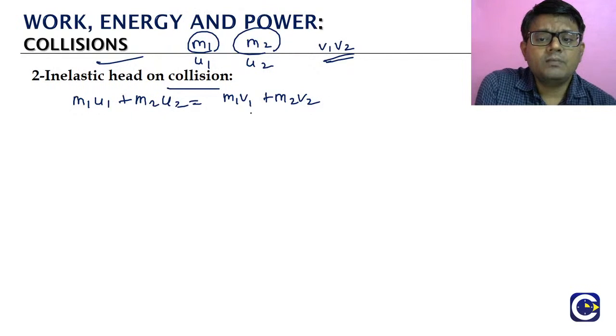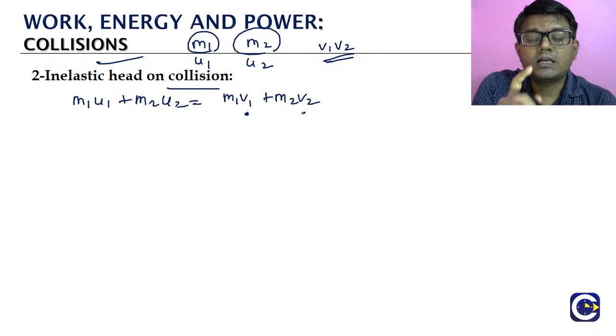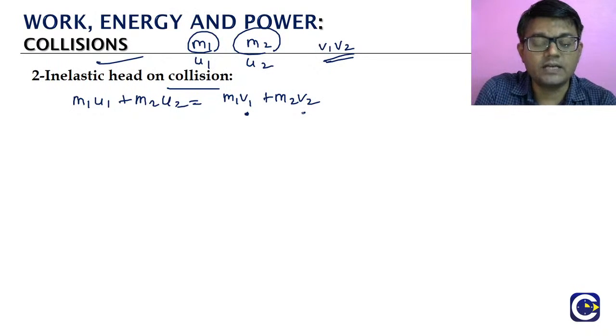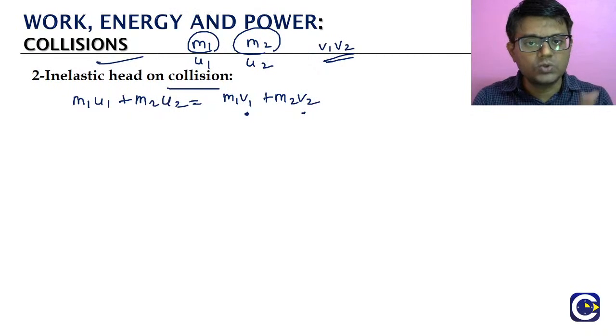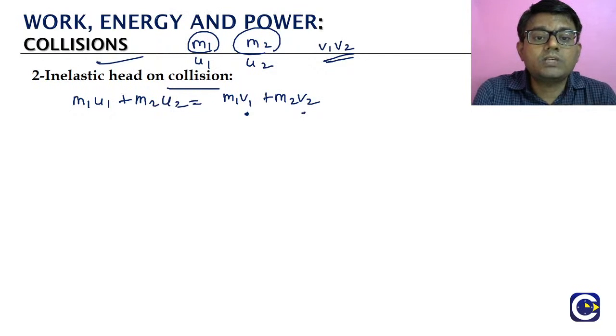Okay, now what will be the other relation we can have? Because here we have two unknowns, v1 and v2. In the case of the perfectly elastic collision, we were able to use the conservation of kinetic energy formula, but here we cannot use it. Why? Because here there will be no conservation of kinetic energy. Then what will be the other relation? To solve for these two variables, we require two equations. Only one we have, which is coming from the conservation of momentum. The other one has to come from the coefficient of restitution formula.